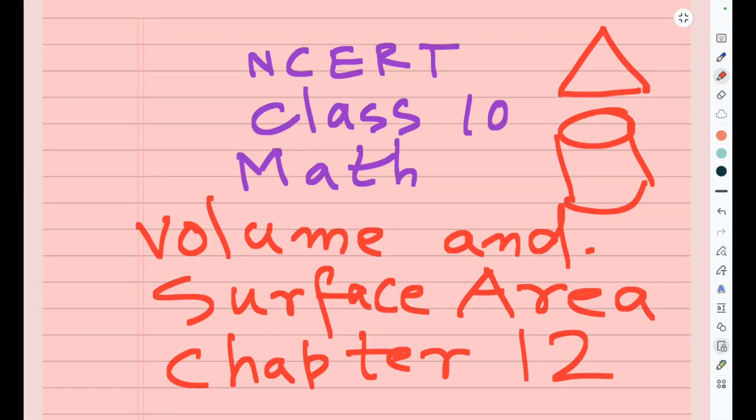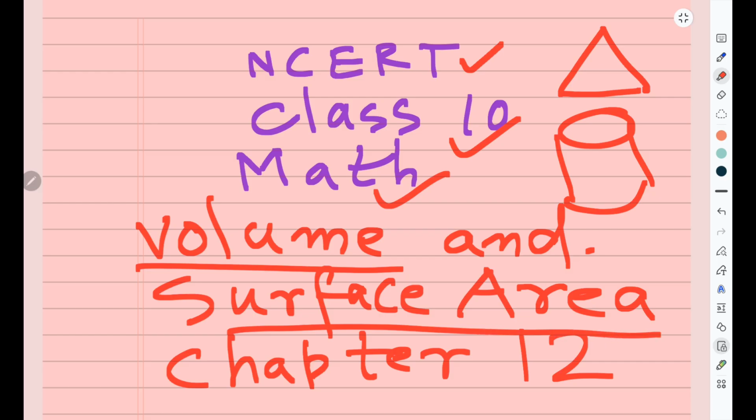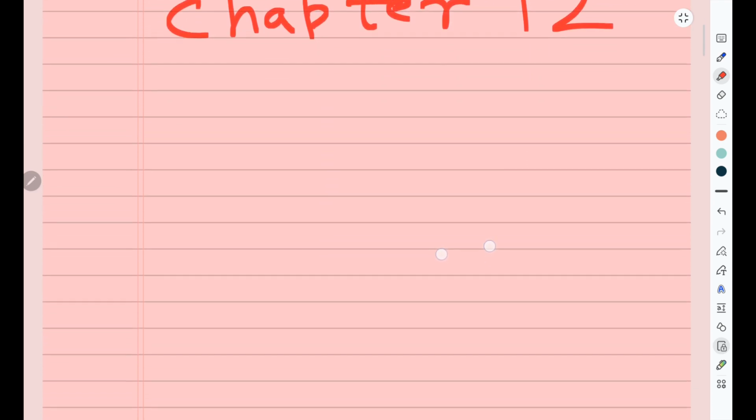This is Chapter 12 of the NCERT book of Class 10 mathematics. Here we will try to cover the volume and surface area of geometrical shapes. You might have seen many shapes in nature. Let us take it one by one.